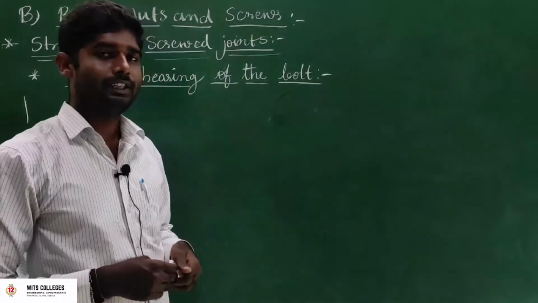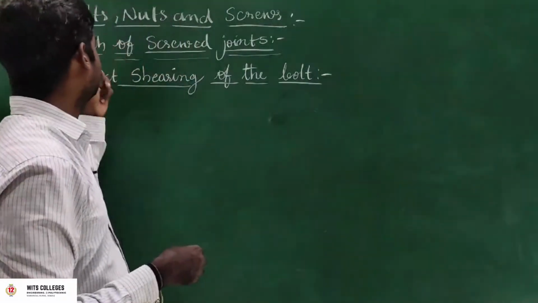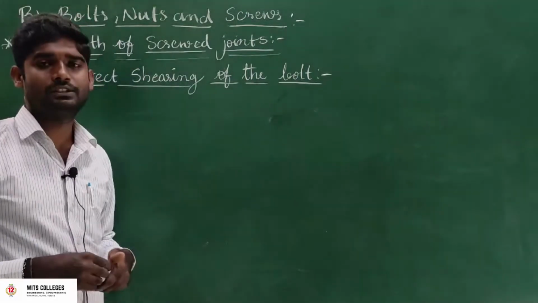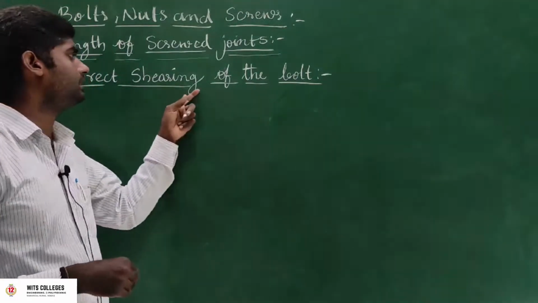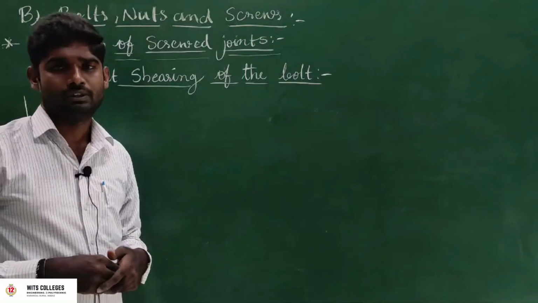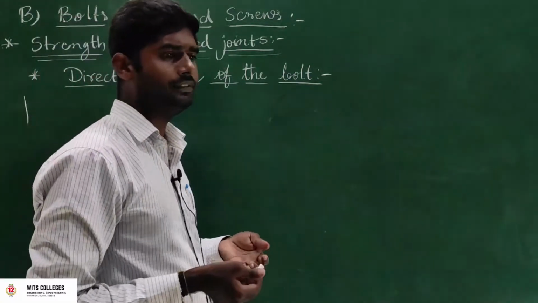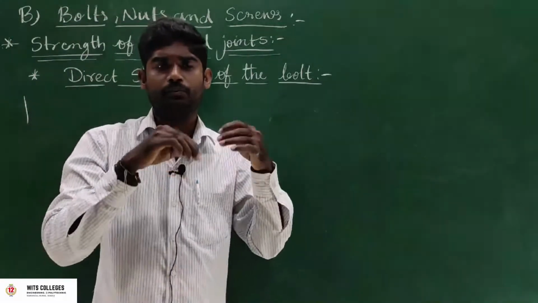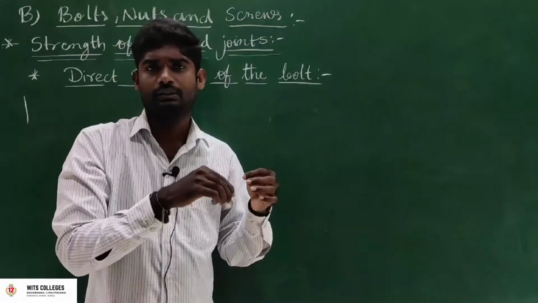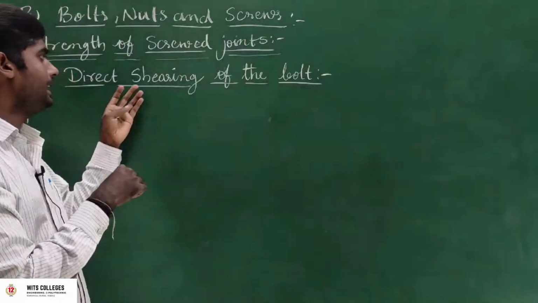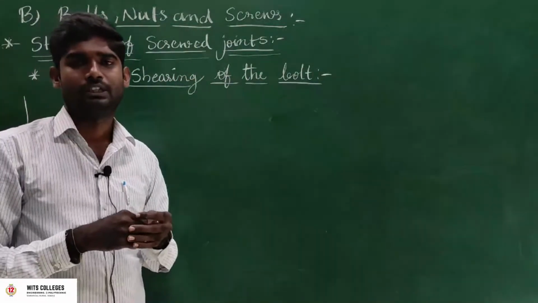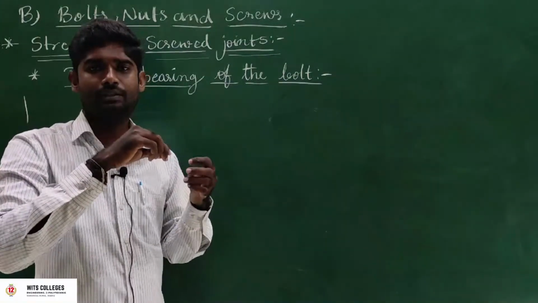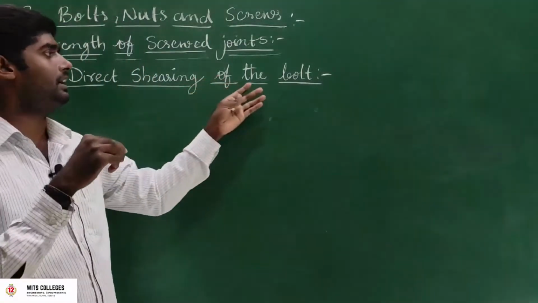Next consideration in strength of screw joints, also an important one, is direct shearing of the bolt. If a direct shear force acts on a body or a bolt, we use direct shearing of the bolt. If the shearing force acts on a bolt, we use this direct shearing of the bolt.